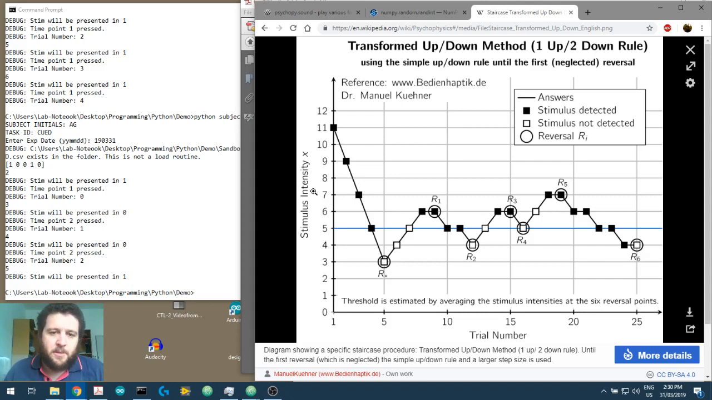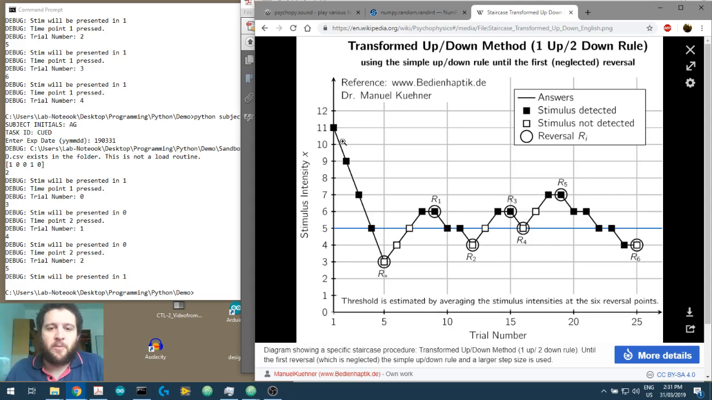Okay, so what do we have here? We have stimulus intensity X on the y-axis. This is taken from Manuel Kuhner. And we have trial number on the x-axis. What we see here is if the subject got the time correct, so let's say we presented in the first window and they said it was in the first window, then that's a correct response, and we'll say the stimulus was detected. So they got the first one correct. In this case, what happens is we turn the sound down a little bit. As you can see, it goes from 11 down to 9.